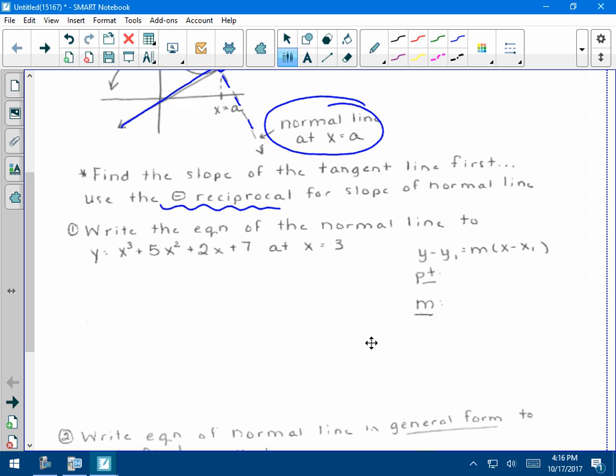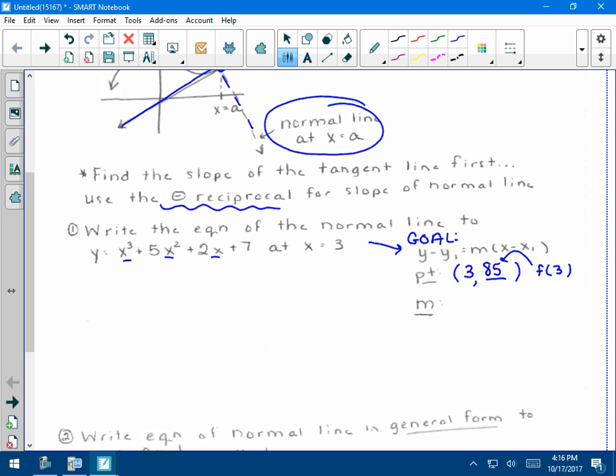So, first example, write the equation of the normal line to this equation at x equals 3. Remember how I like to write goals. Here's my goal. My goal is the equation of a line. I need a point. I know the x coordinate's 3. How do I get the y coordinate? I plug 3 into the function. So if I do f of 3, so if I plug 3 in here, it comes out to be 85. I wouldn't expect you to do that without a calculator.